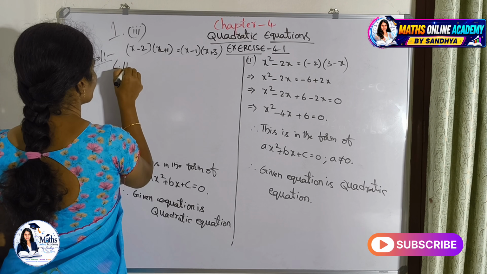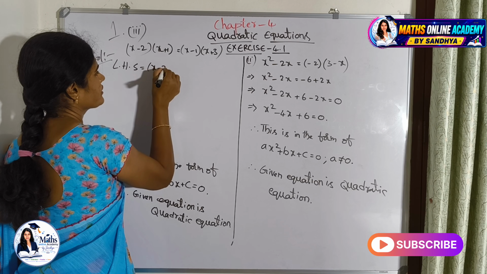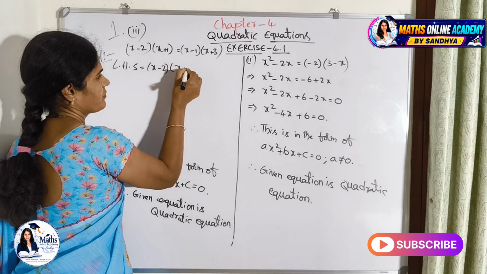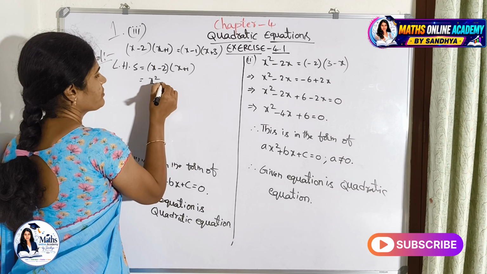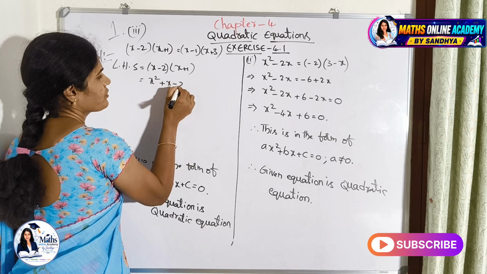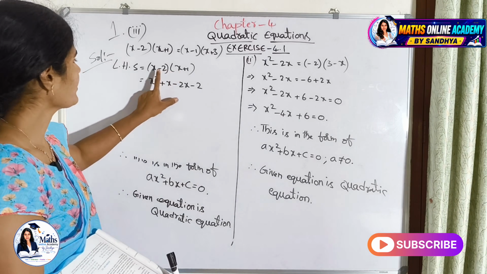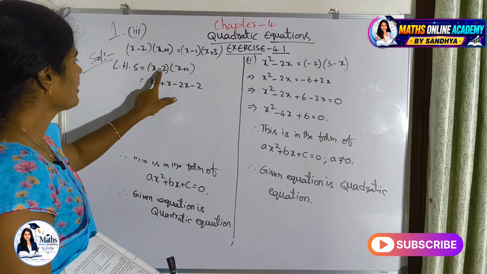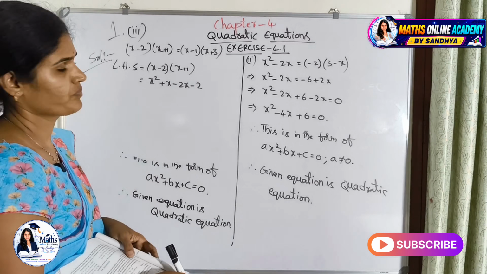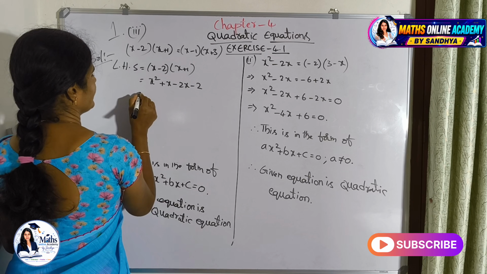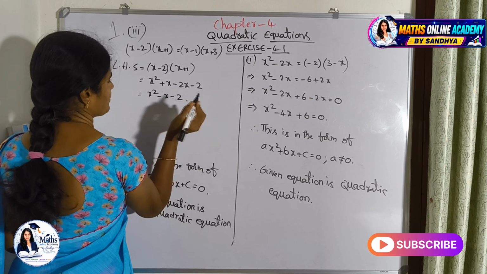Take LHS equal to (x minus 2) into (x plus 1). Okay. x into x, x square. x into 1, plus x. Minus 2x, minus 2. x into x, x square. x into 1, x. Minus 2 into x, minus 2x. Minus 2 into plus 1, minus 2. Okay. x square minus x minus 2.